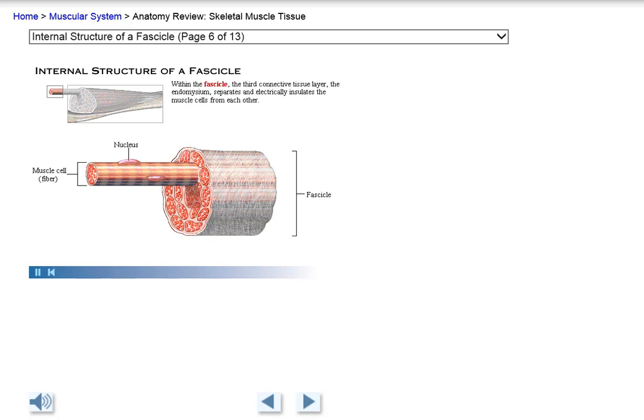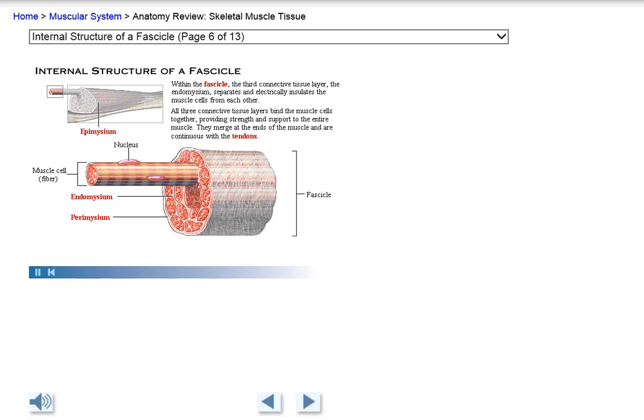Within the fascicle, the third connective tissue layer, the endomysium, separates and electrically insulates the muscle cells from each other. All three connective tissue layers, the endomysium, the perimysium, and epimysium, bind the muscle cells together, providing strength and support to the entire muscle. The connective tissue layers merge at the ends of the muscle and are continuous with the tendons. To continue moving through the levels of skeletal muscle, click on the muscle cell to enlarge it and view its internal organization.